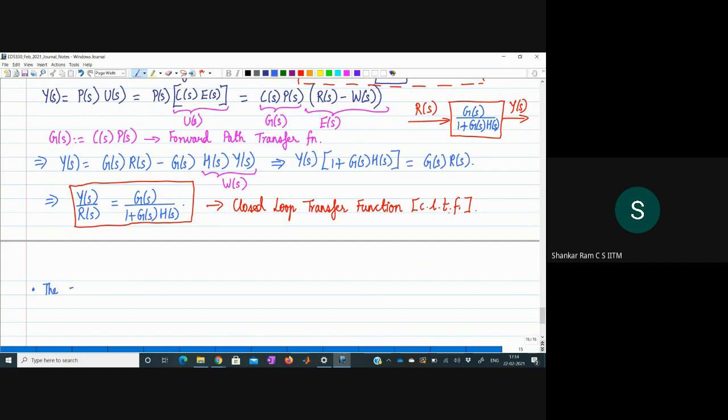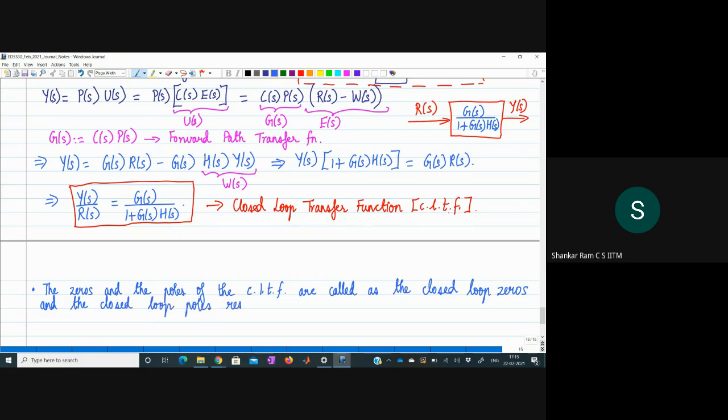So point number one, what do we know? That is the following: the zeros and the poles of the closed loop transfer function are called closed loop zeros and the closed loop poles respectively. Okay, so that is point number one.